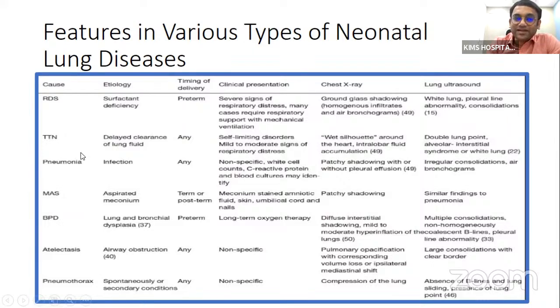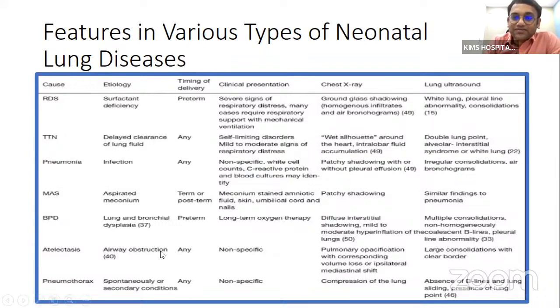When you want to differentiate TTN from pneumonia, especially in a term baby, in the case of a TTN we have a double lung point, we have alveolar-interstitial syndrome with a normal lung pleura, and there are no consolidations in the lung parenchyma, whereas in pneumonia there will be lung consolidations with pleural line abnormality. As we discussed, meconium aspiration has multiple findings that can present like a pneumonia, like an RDS, or like a normal lung also.